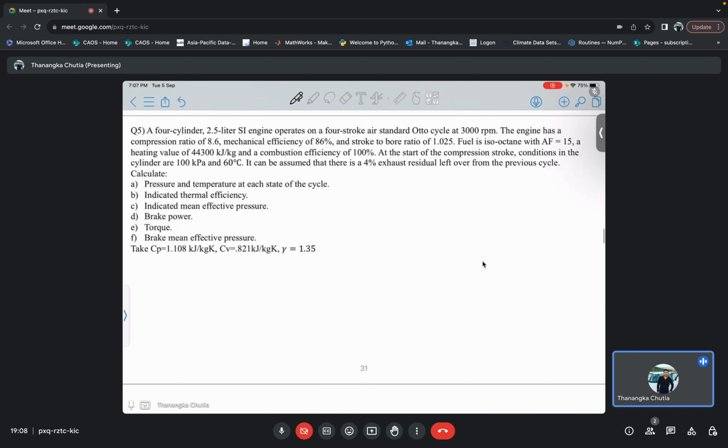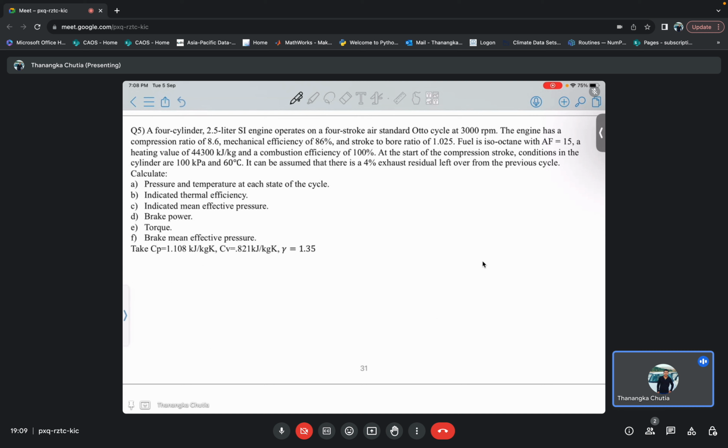Fine. So let us go to the next question then. A 4-cylinder 2.5 liter SI engine operates on a 4-stroke air standard Otto cycle at 3000 rpm. The engine has a compression ratio of 8.6, mechanical efficiency of 86%, stroke to bore ratio of 1.025, fuel is isooctane with air fuel ratio of 15 and a heating value of 44,300 kilojoule per kg and a combustion efficiency of 100%.